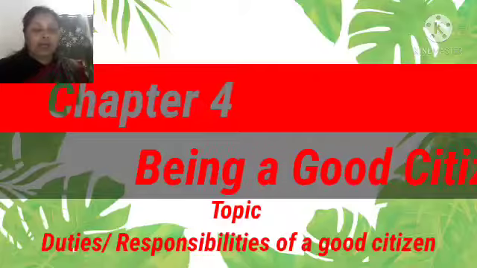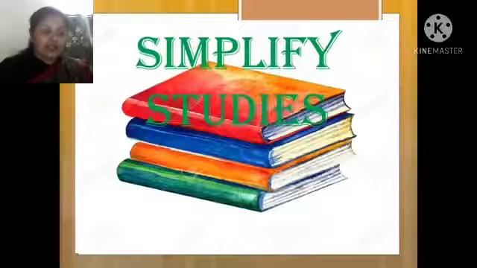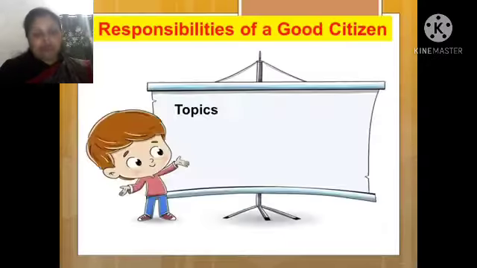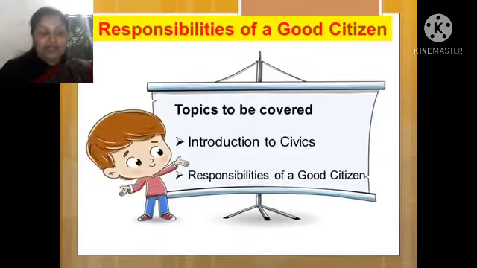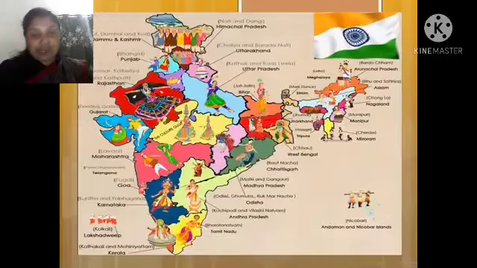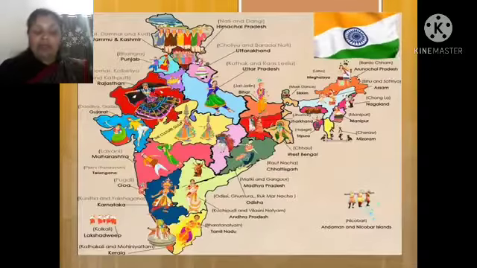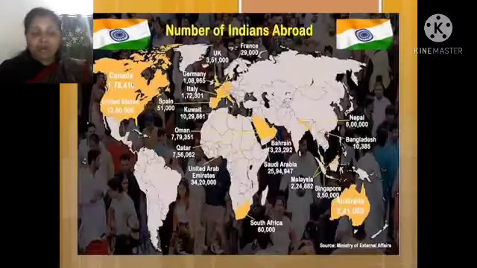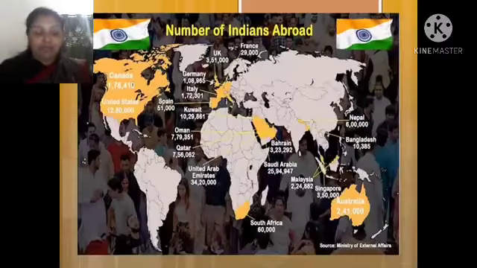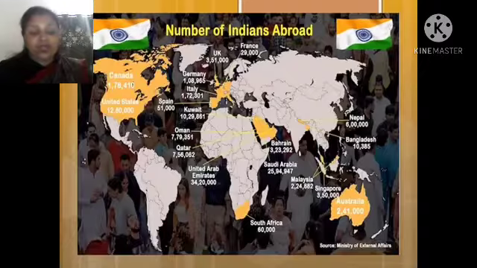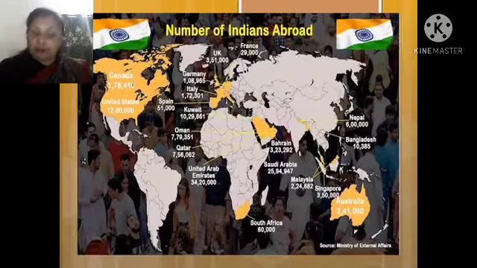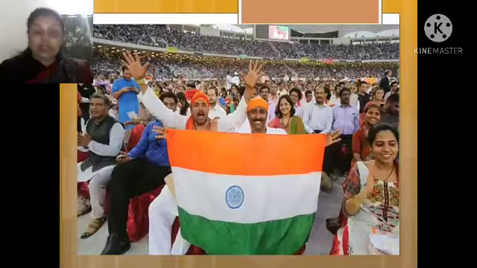Okay, the topic is responsibilities and duties of a good citizen. Students, we have some responsibilities. As good citizens, we have to respect national symbols such as the national flag and the national anthem. Then we have to pay taxes regularly, vote responsibly during election time, and preserve public property, means we have to conserve public property. Then we have to follow the rules and regulations assigned by the country. Then we have to conserve the environment.